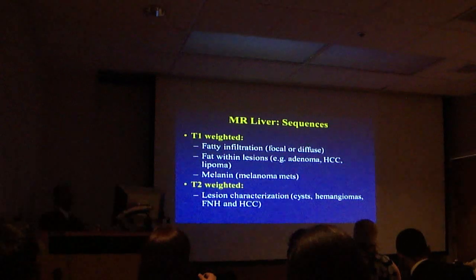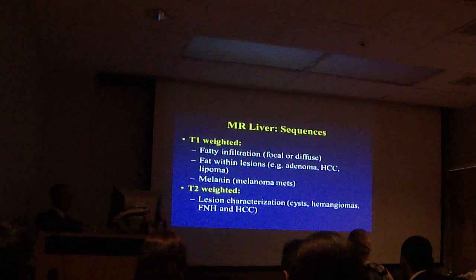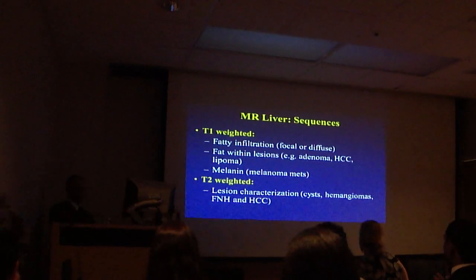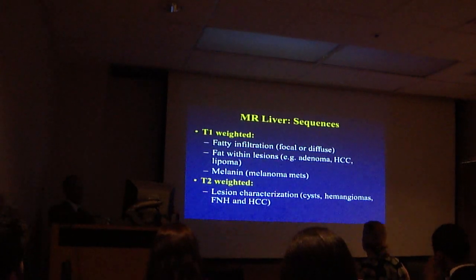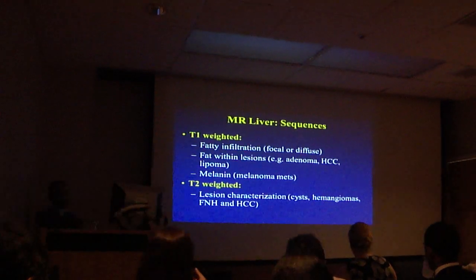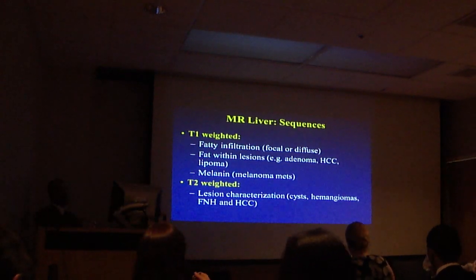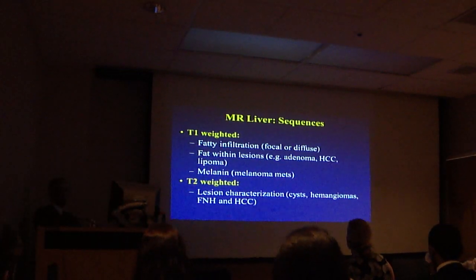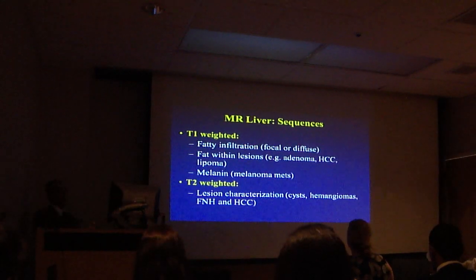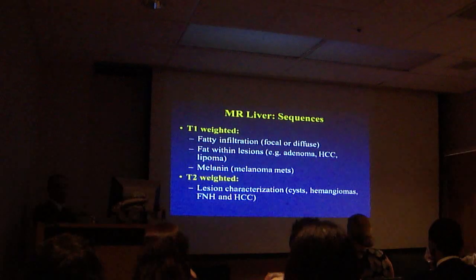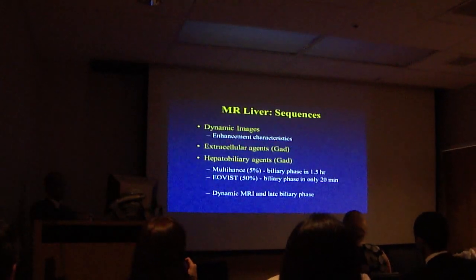T1 weighted images, why do we do that? To determine fatty infiltration, focal fat or diffuse fat within lesions. As I said, certain lesions like adenoma, HCC, or rarely you can find a lipoma, which would show loss of signal. Melanin, especially with melanoma metastasis, would be high signal intensity on T1 weighted images. T2 weighted images help with lesion characterization, for example cysts, hemangiomas, FNH and HCC.